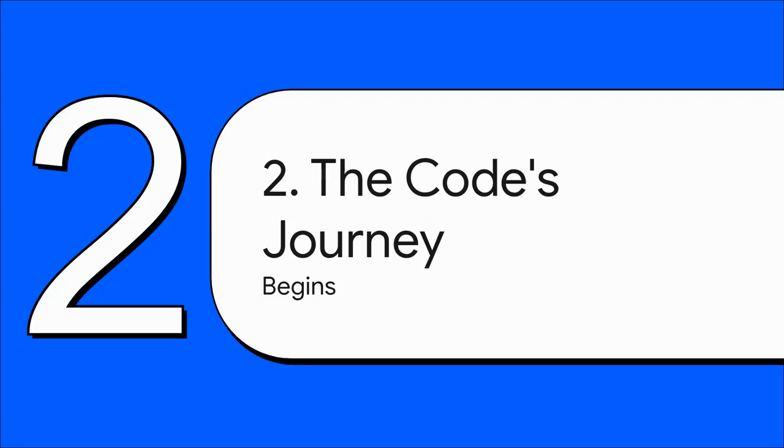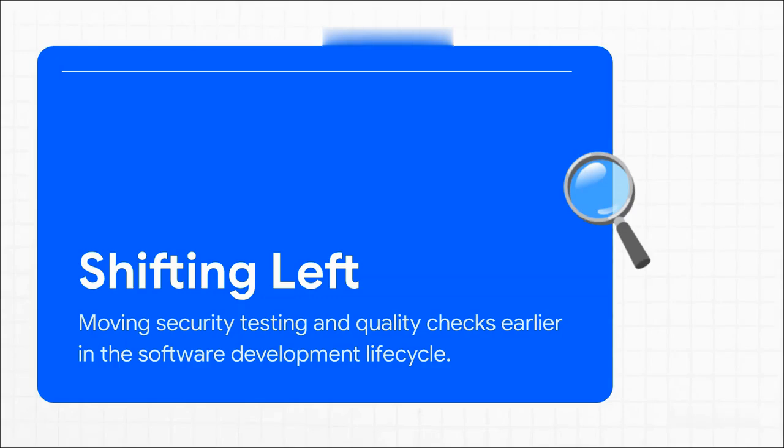Okay, so let's really dive into this new model. I think the best way to understand it is to just follow a single piece of code on its journey right from the moment a developer hits commit and sends it into the repository. Now, this entire journey, this whole philosophy, is powered by one core principle: shifting left. And it's a beautifully simple but incredibly powerful idea. It just means finding and fixing security issues as early as you possibly can in the process, because that's when they're the cheapest and the easiest to resolve.